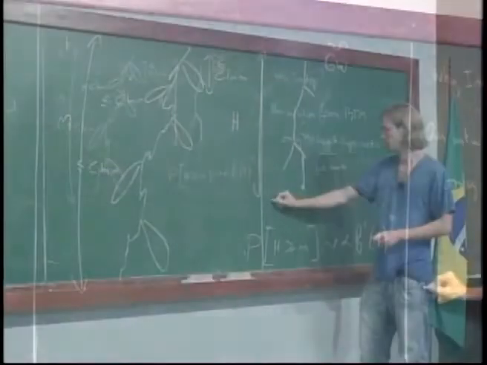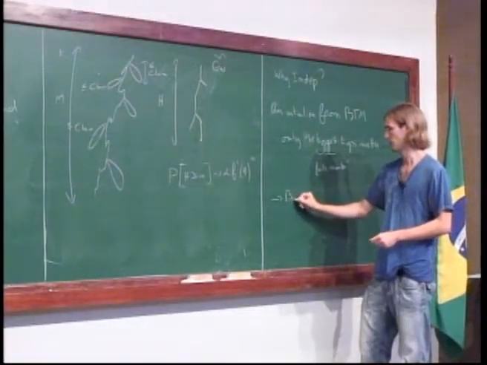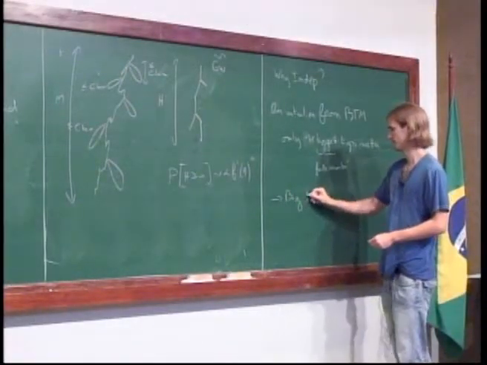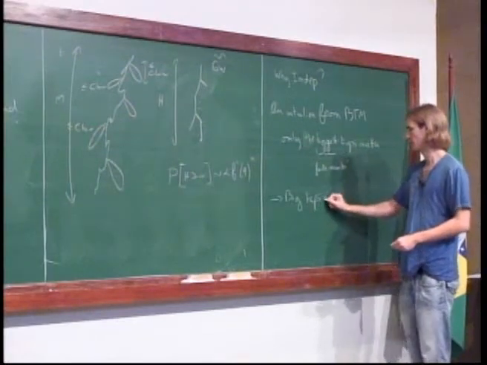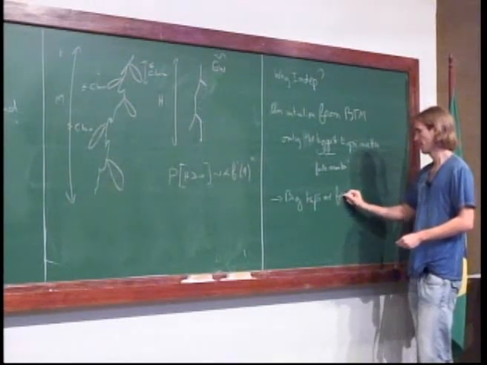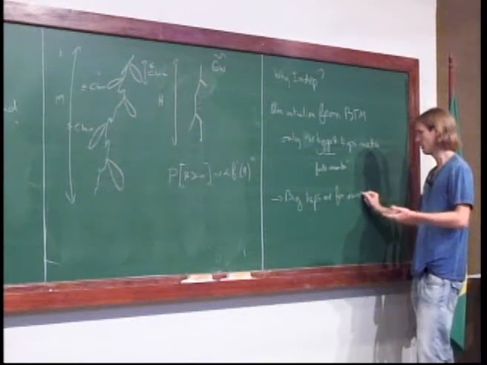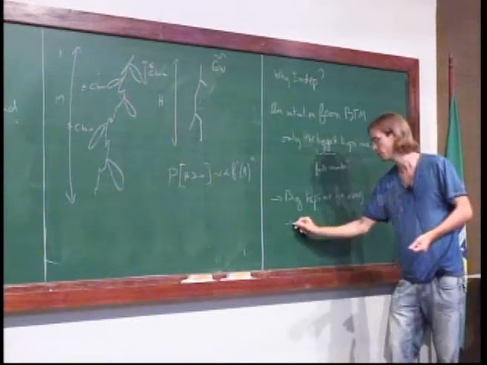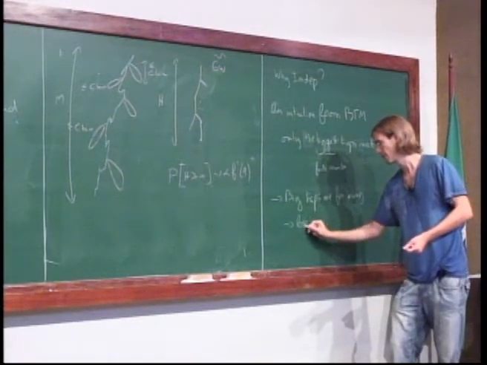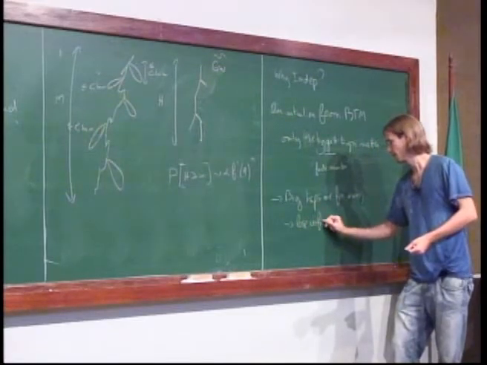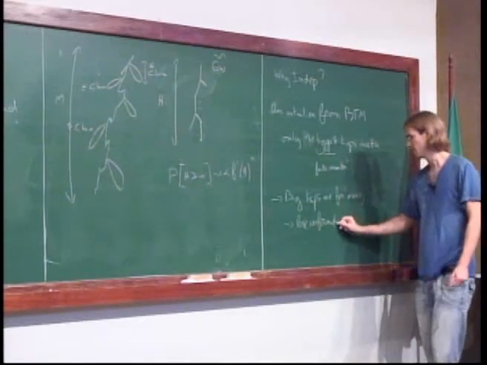So finite number of traps, so big traps are far away. And somehow the fact that you get far away means that you lose any information, and explains the independence.